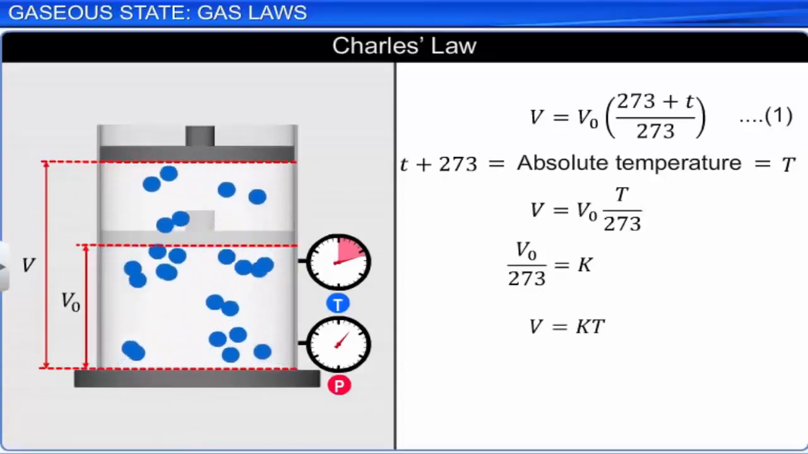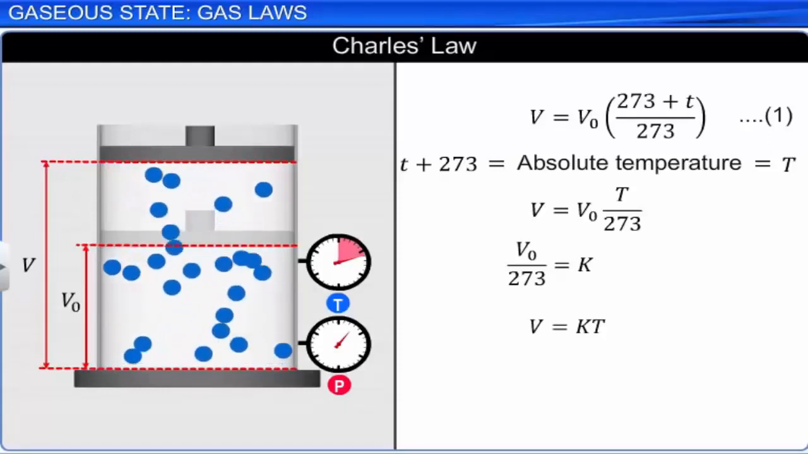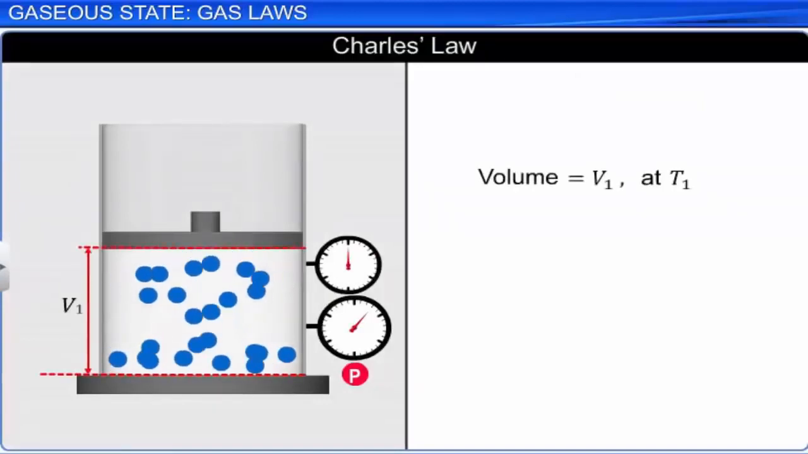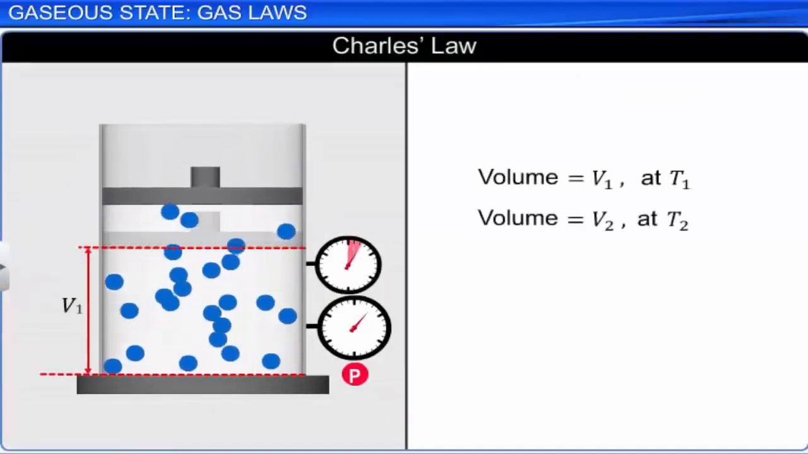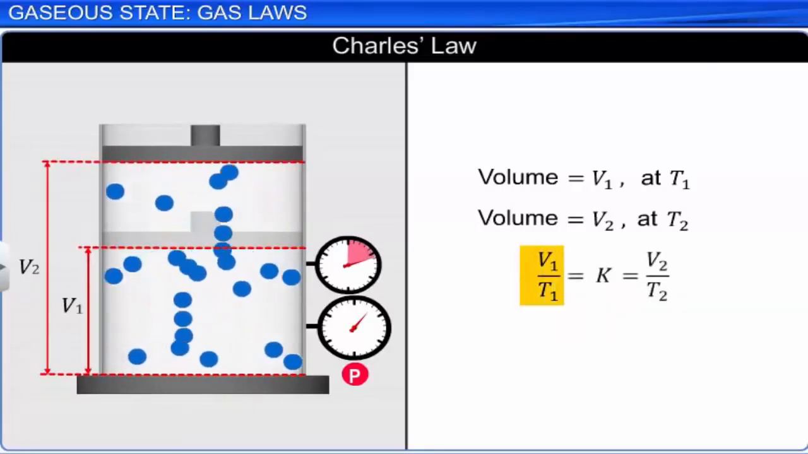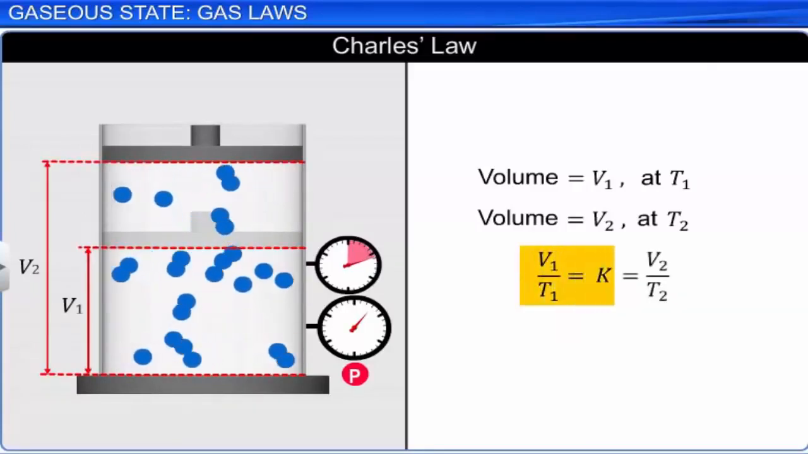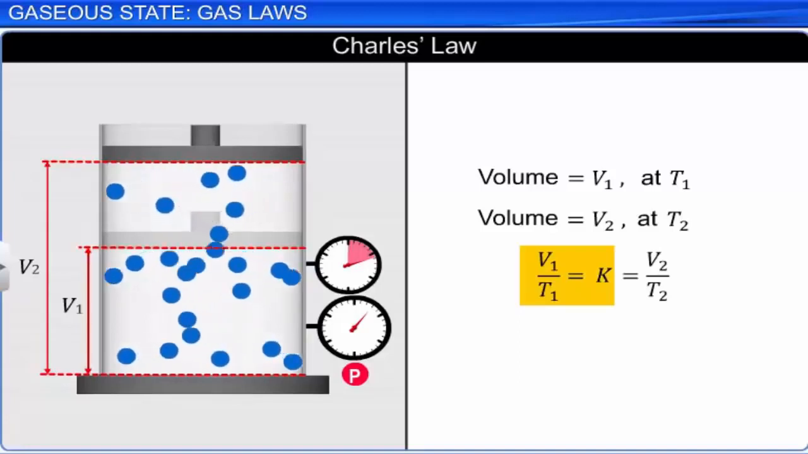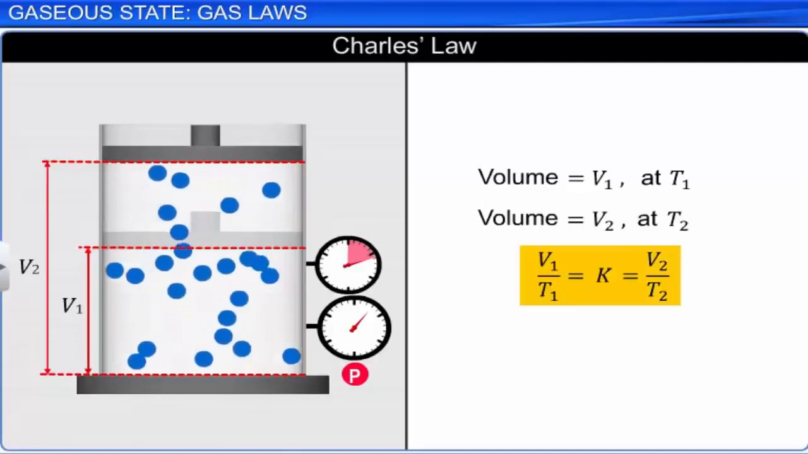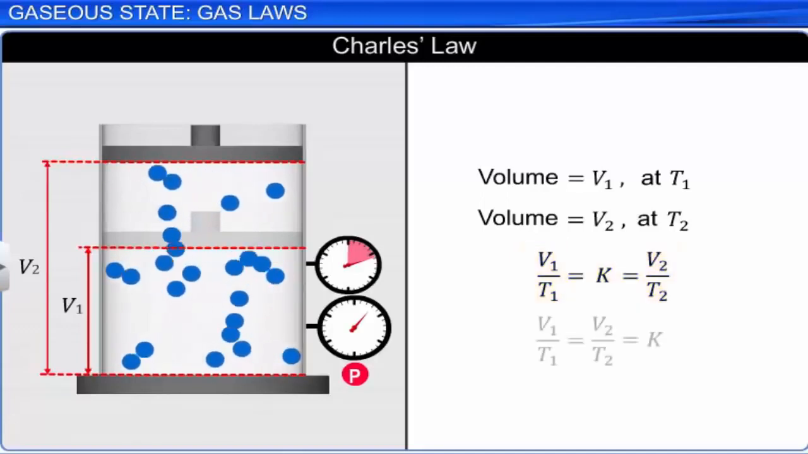If a given gas occupies volume V1 at T1 temperature and volume V2 at T2 temperature, then by Charles' law, V1 by T1 is equal to constant k, which is in turn equal to V2 by T2. Therefore, the equation can be written as V1 divided by T1 is equal to V2 divided by T2 is equal to k. This is called the Charles' law equation.